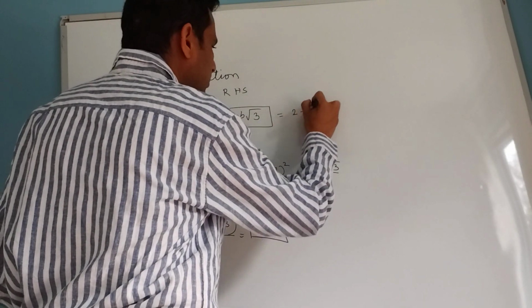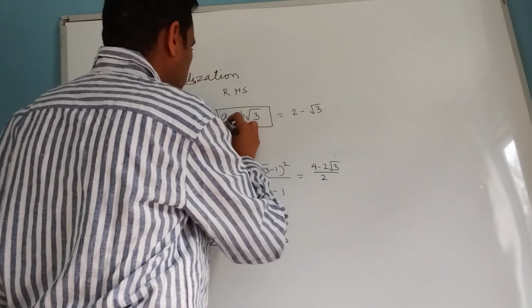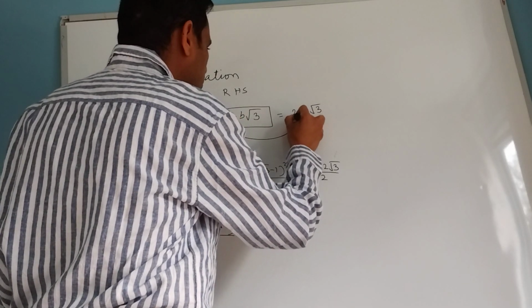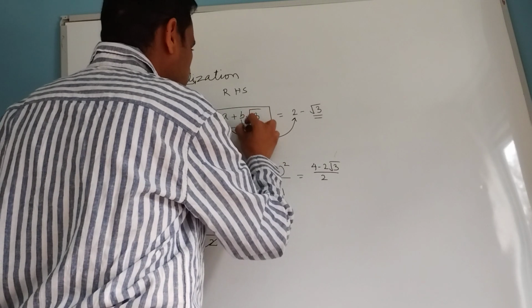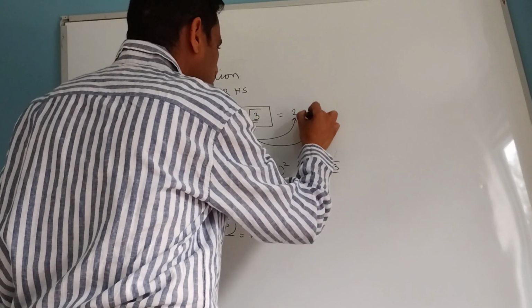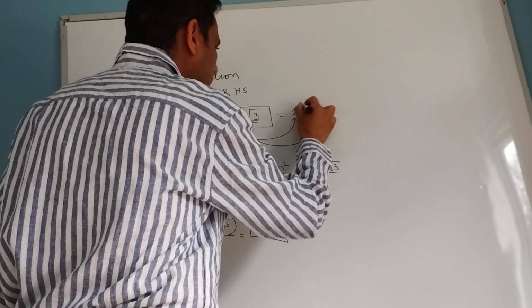We get a is equal to 2, this root 3 and root 3 remain same, b is equal to minus 1.